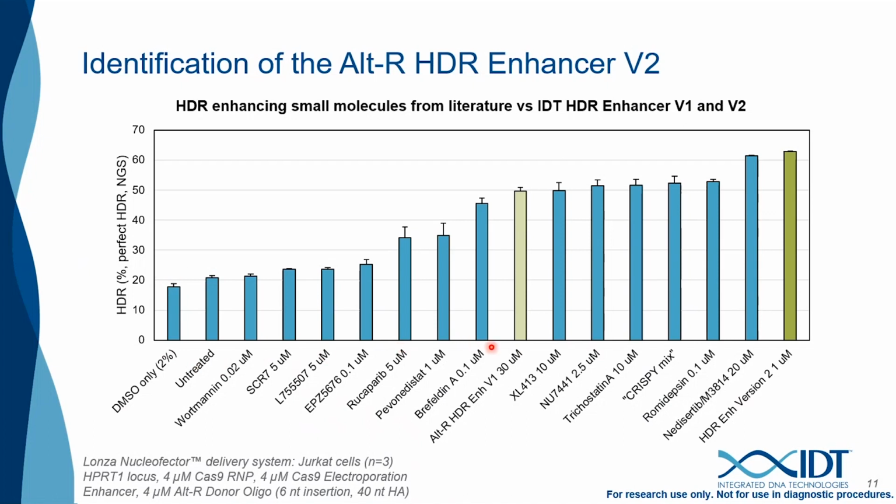However, after we had launched this product, we did continue evaluating new compounds, and we have found several new solutions that improved HDR above the original HDR enhancer. And so our top small molecule solution is presented here as the HDR Enhancer V2. In addition to offering the best improvement to HDR out of everything we have tested, V2 can also be used at a lower concentration. So it allows for better cell viability due to less DMSO being present.